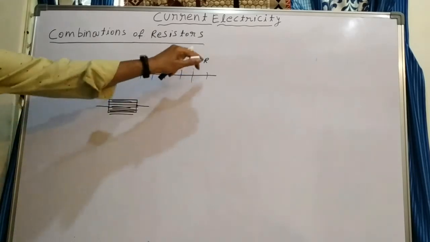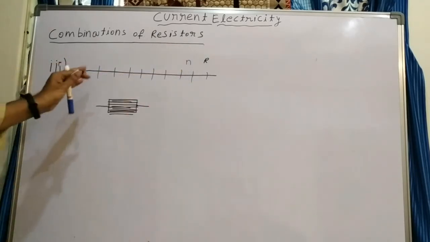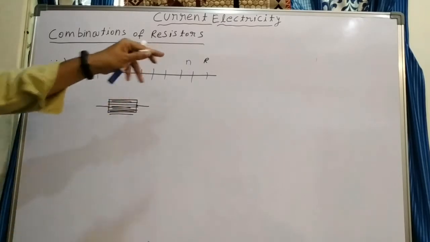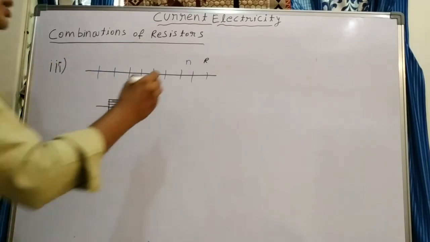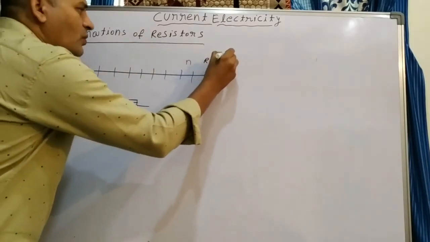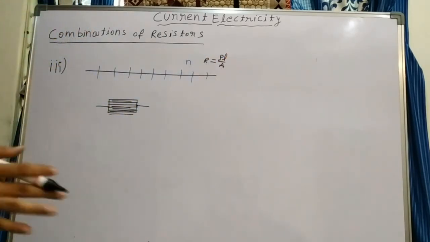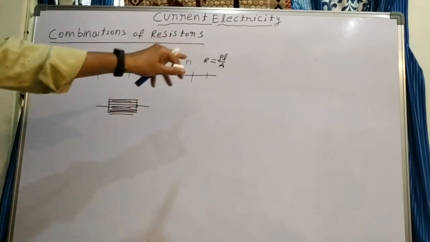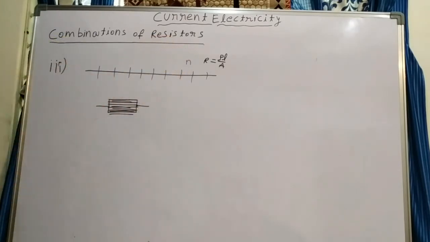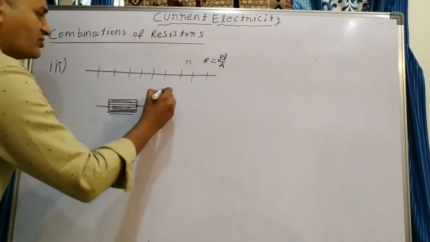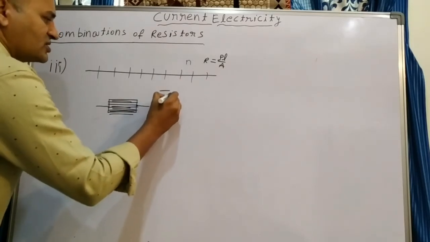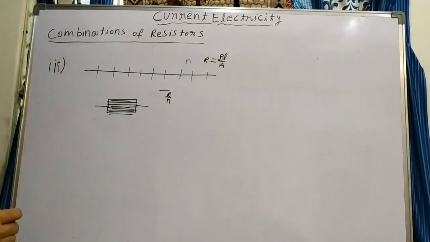Actually for the whole wire it is R. When you divide into n pieces, length decreases. Length decreases means resistance also decreases. Why? Because R is equal to rho L by A. For each part of the wire, the area of cross section is not changing, only length changes. So L becomes 1 by n times. So resistance is also 1 by n times. Suppose you take one of the pieces, what is the resistance? It is R by n.